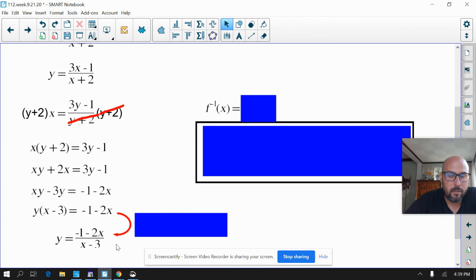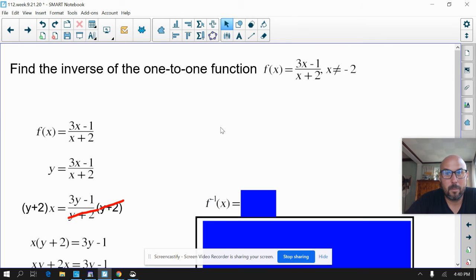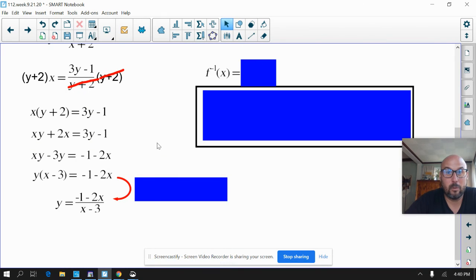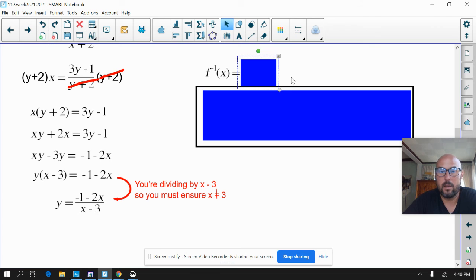Now, when you divide, you have to be sensitive to division by 0. That's a big one. So you divided by x minus 3. Isn't it possible that you divided by 0? It's only possible if x equals 3. Way back up here, we just know that x doesn't equal negative 2. It doesn't say anything about x not equaling 3. So we have to add that. We have to say x cannot equal 3 for this relationship, which is the inverse.